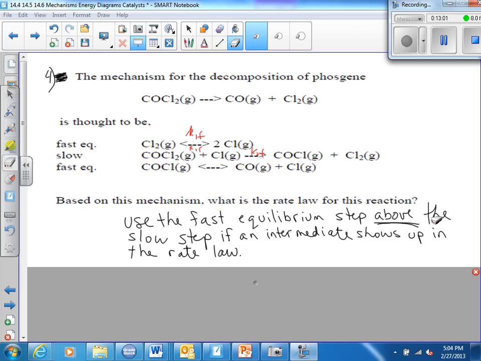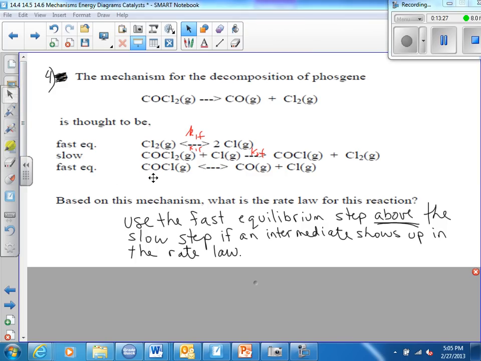Okay, new problem. This is the proposed mechanism for decomposing phosgene, which is a really dangerous chemical, but this is the proposed mechanism. It's believed the first step is fast equilibrium. EQ means fast equilibrium, which means the rate forward equals the rate reverse, then a slow step, then a fast step. And based on this mechanism, what is the rate law?